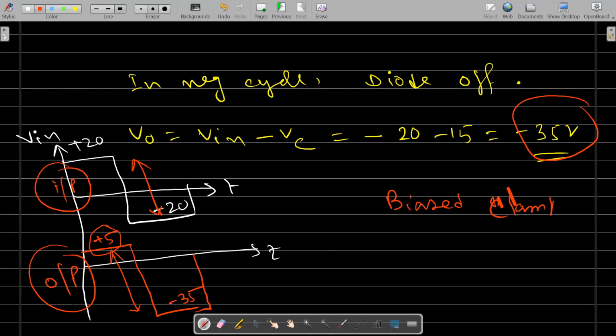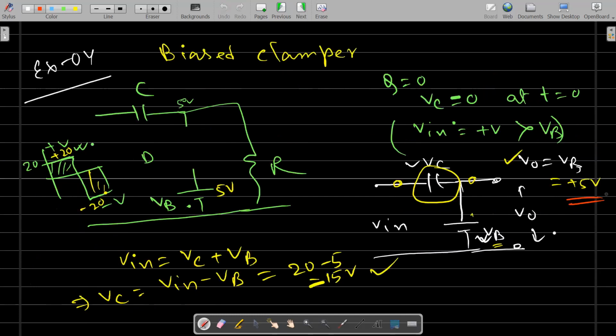Biased clamper. Similarly, you can change the polarity of this voltage, or you can change the direction of the diode. So depending upon that, you will get different types of waveforms. Maybe it is a negative clamper, maybe it is a positive clamper. So this is the basic working mechanism of unbiased and biased clamper circuits using a diode.